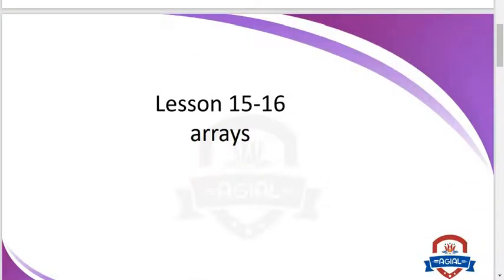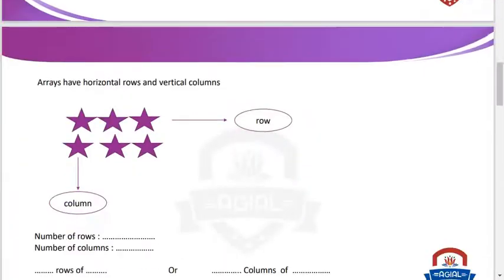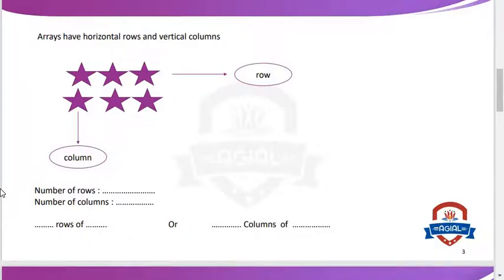All of you focus. Our lesson today, lesson number 15 and 16, is about array. What is the meaning of array? Array have horizontal rows and vertical columns. Array is formed from rows and columns. This is called row. Row go from left to right. And the columns from up to down. We have horizontal rows and vertical columns.